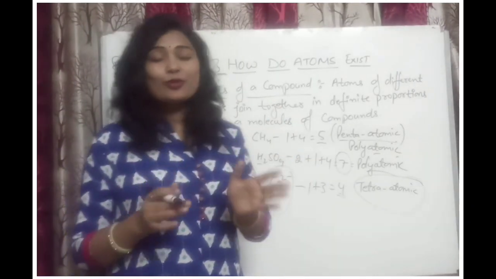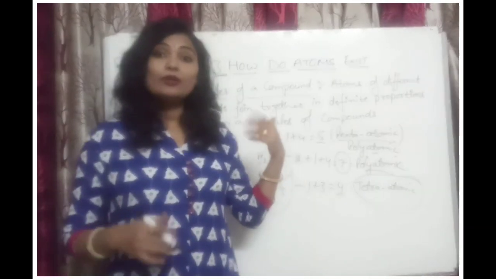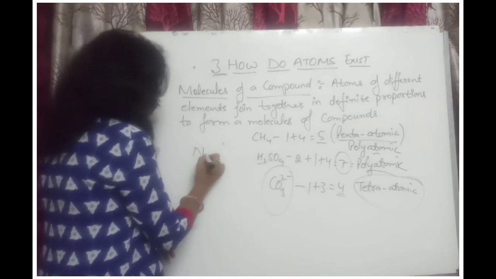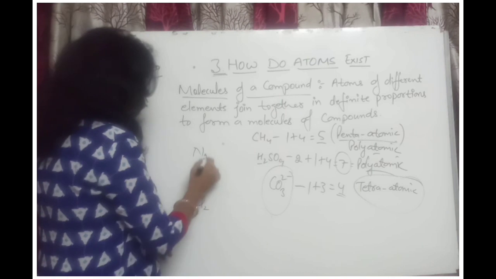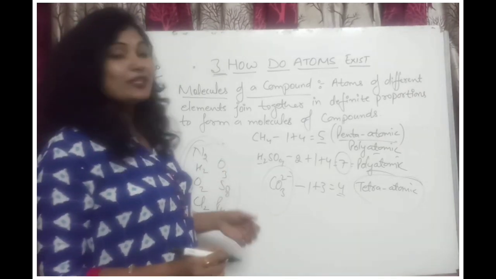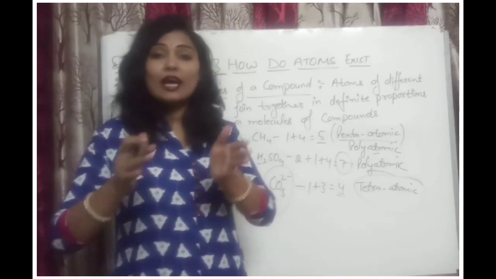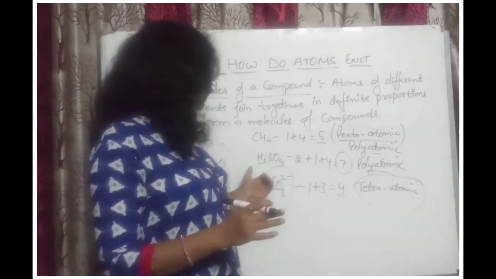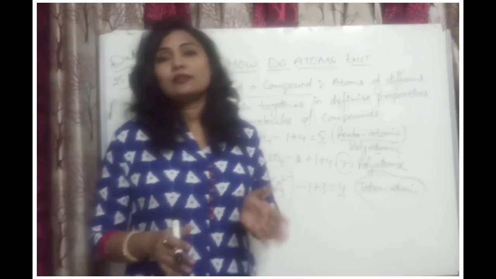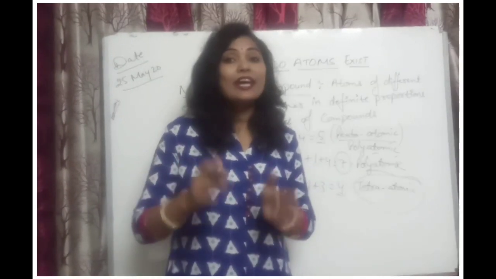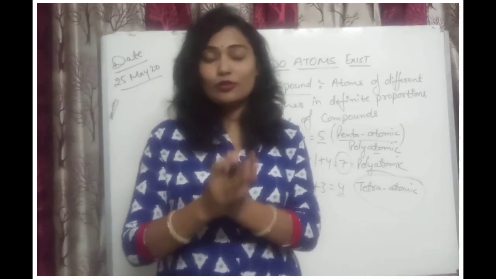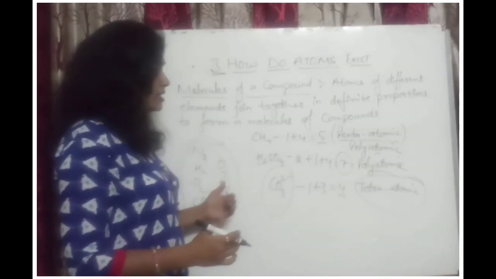And please note one thing. If we take the example of elements, that means a molecule of an element, like N2, H2, O2, Cl2, O3, S8, P4, you can see the atoms of the elements are same. So these are homoatomic in nature. Molecules of an element are homoatomic in nature, and molecules of a compound are heteroatomic in nature. Please note that molecules of an element are homoatomic in nature. Why homoatomic? Because these consist of the same type of atoms.